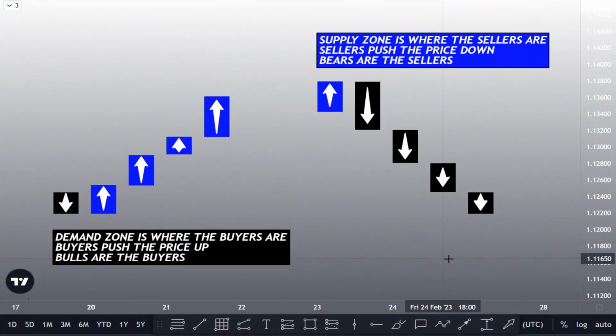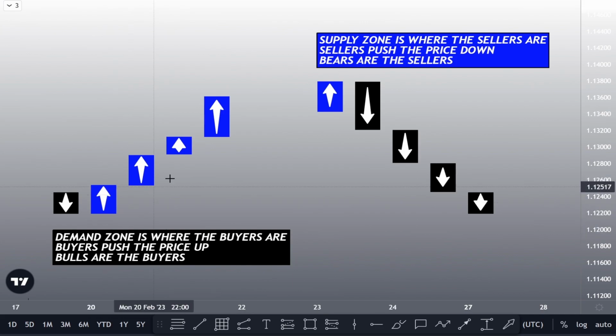So here we have a diagram. On the left, we have a demand zone. How do we identify a demand zone? First of all, you need to find a situation where there's a move to the upside. A bullish candle is a blue candle. Blue candle means that the price is going up. Bulls are the buyers in the market.